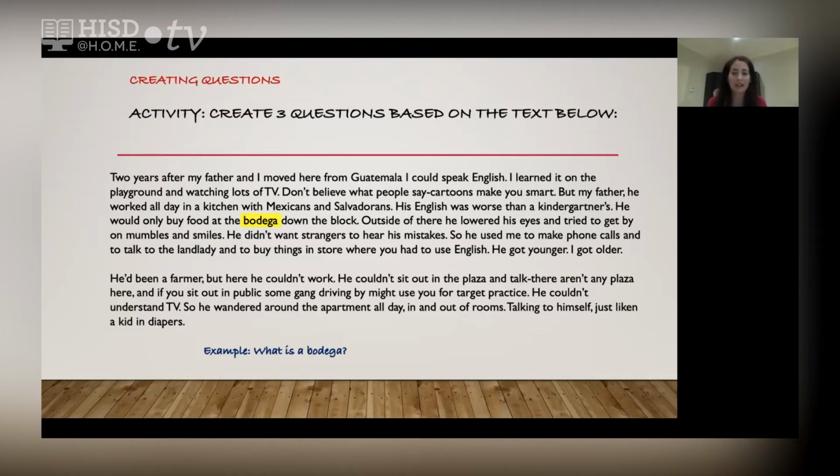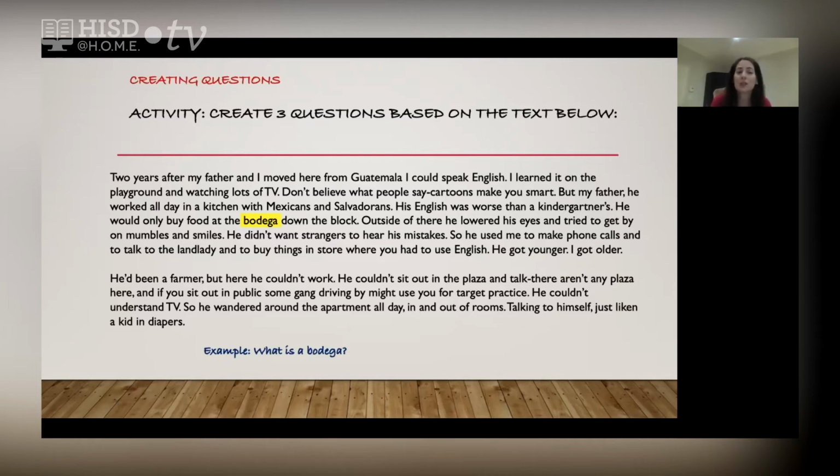He got younger, I got older. He'd been a farmer, but here he couldn't work. He couldn't sit out in the plaza and talk. There aren't any plazas here, and if you sit out in public, some gang driving by might use you for target practice. He couldn't understand TV, so he wandered around the apartment all day, in and out of rooms, talking to himself, just like a kid in diapers.